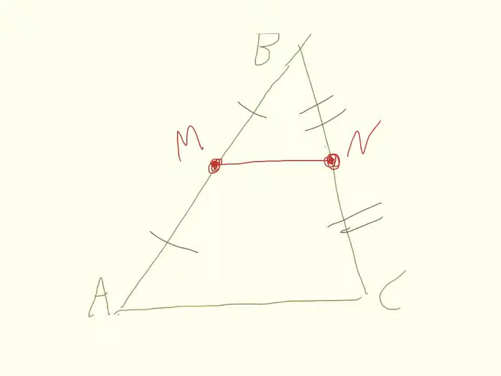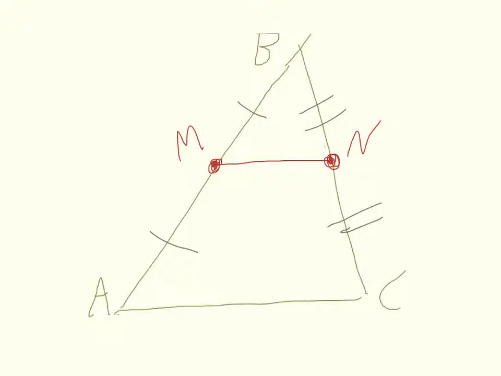Now, we're going to be trying to prove the midpoint connector theorem for triangles in this example. And in order to do that, we're going to need to show that MN is 1/2 of AC and that MN is parallel to AC. So in order to do that, in conclusion, we're going to need to prove that this triangle is similar to the bigger triangle. So BMN is similar to BAC.